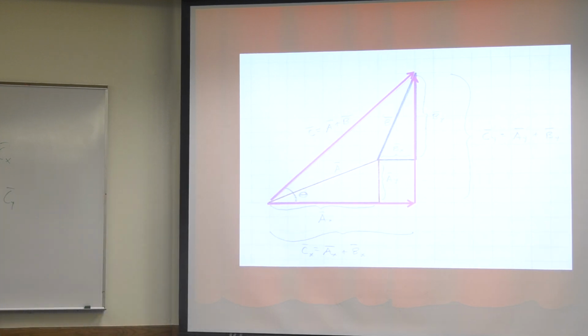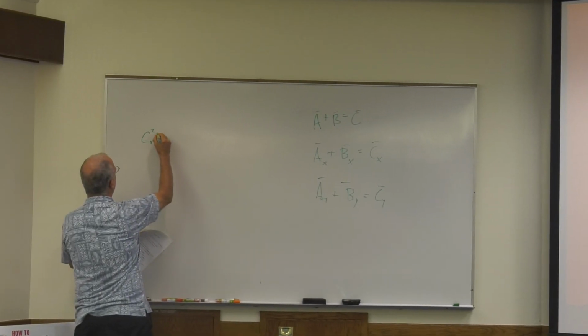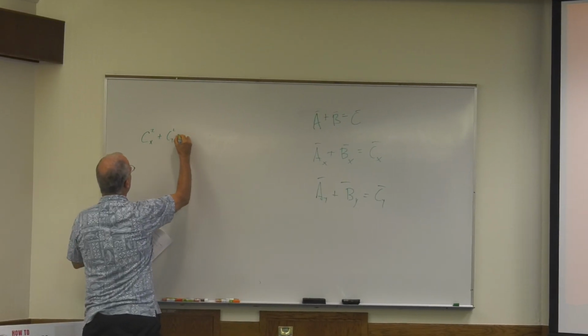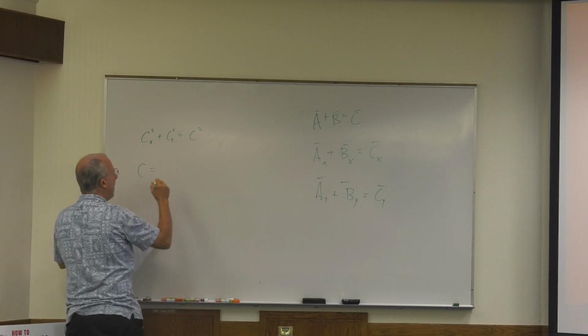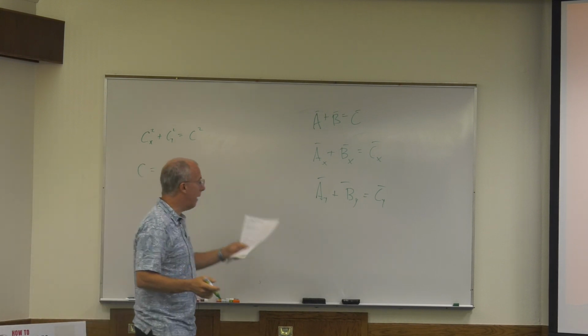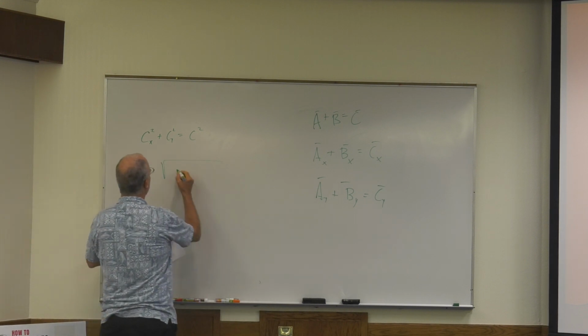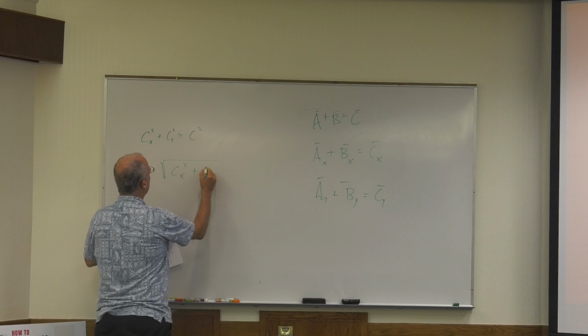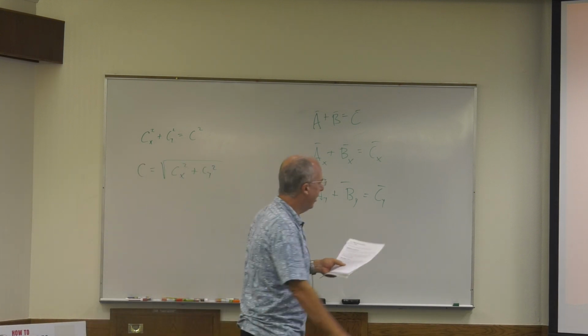So that's just Pythagorean theorem, right? So you learned, hopefully a long time ago, CX squared plus CY squared equals C squared. Well, that means that C, we're talking about magnitudes now, right? There are no vector signs, just magnitudes. So C is the square root of CX squared plus CY squared, right? Pythagorean theorem. Yes. All right.